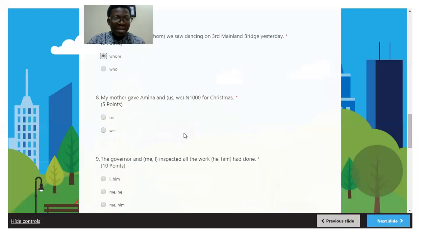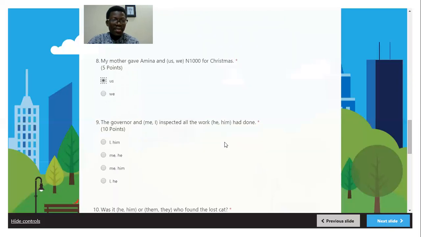Number 8, my mother gave Amina and dash 1,000 naira for Christmas. So my mother gave Amina and should it be my mother gave we? It doesn't make sense. My mother gave us, exactly. So remember, you break the sentence. My mother gave Amina, my mother gave us, exactly.